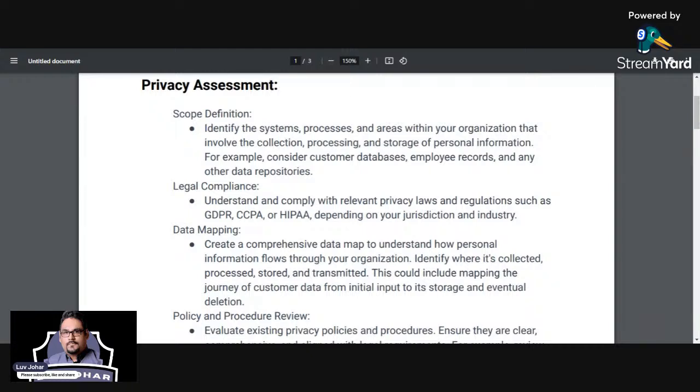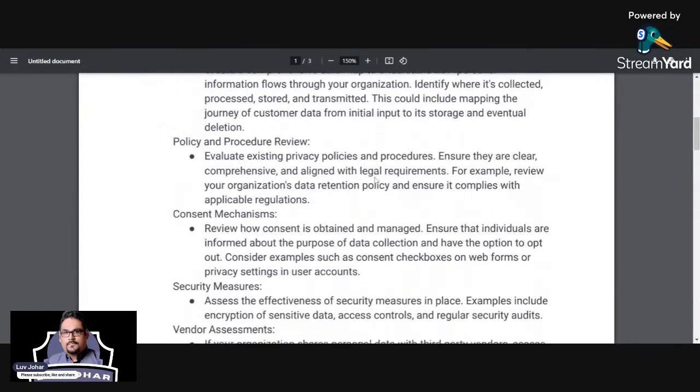Okay, and this could include the initial stage where the data is being received, generated or collected, to the time where the data is no longer in use and is being purged. Okay, is being deleted. So you have to make sure you create the entire data flow in the data mapping.